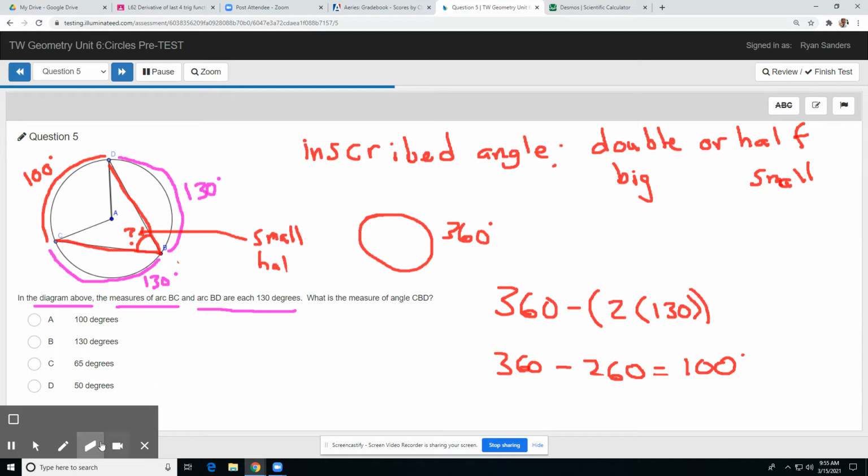Half. Half of 100. Half of 100 equals 50. So that tells us this angle right here is 50 degrees.